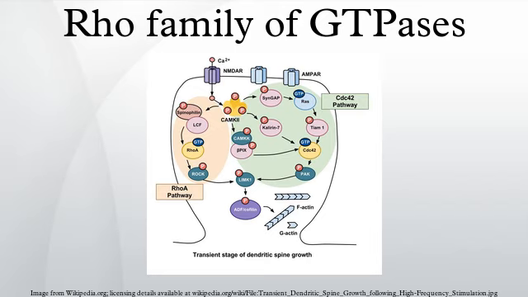RhoA pathway. One of the major Rho GTPases involved in spine morphogenesis is RhoA, a protein that also modulates the regulation and timing of cell division. In the context of activity in neurons, RhoA is activated in the following manner.